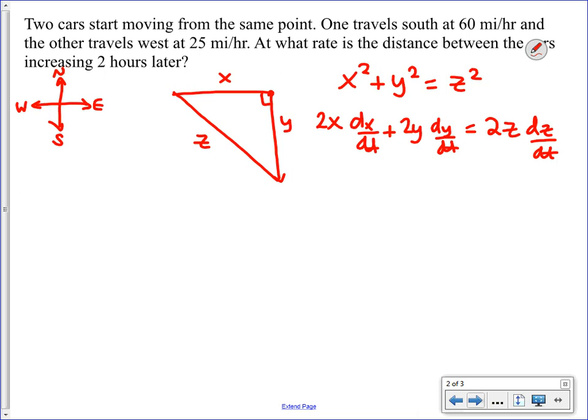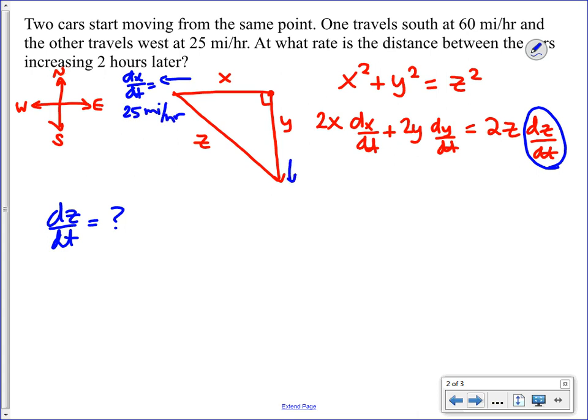Well, first of all, at what rate is the distance between the cars increasing? That's dz/dt. This is what we're solving for, okay? That's our unknown. Okay, we need to know dx/dt. And it tells us that that car is traveling 25 miles per hour. So that's dx/dt. The car traveling south, that speed would represent dy/dt, and that car is going 60 miles per hour.